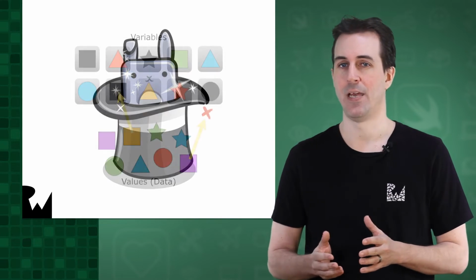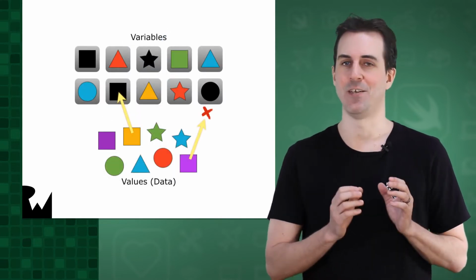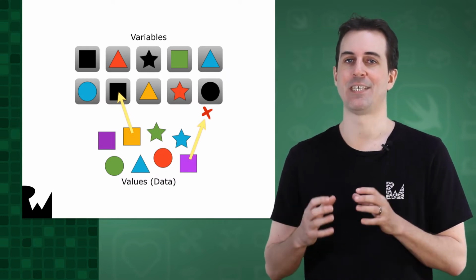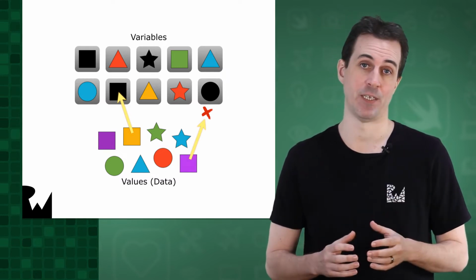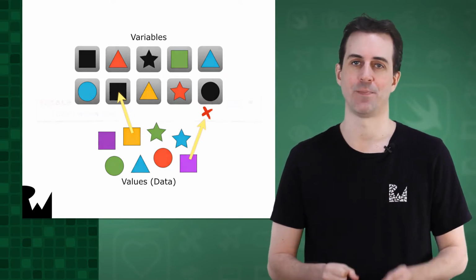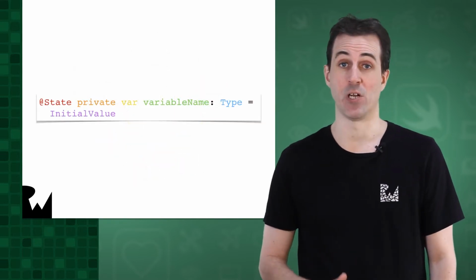You can think of variables like children's toy blocks. The idea is to put the right shape into the right container. The container is the variable, and its type determines what shape fits. The shapes are all the possible values that you can put into the variables. Let's look at the syntax to create a variable in Swift.